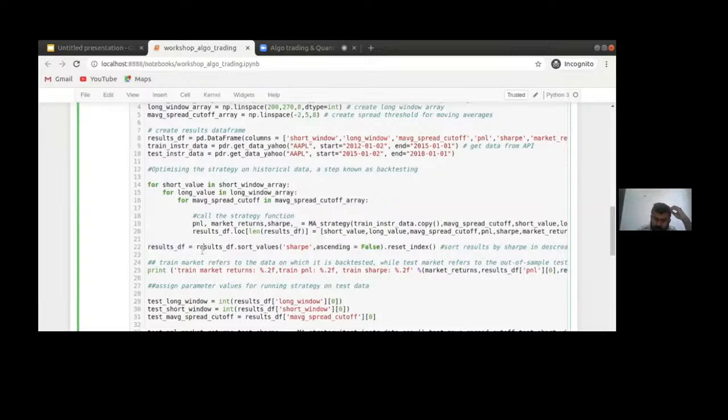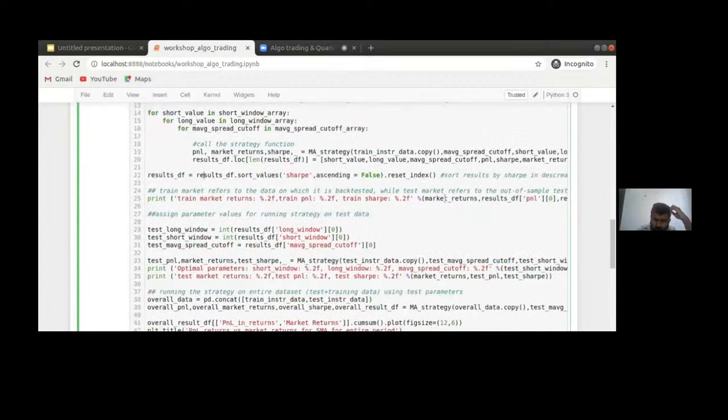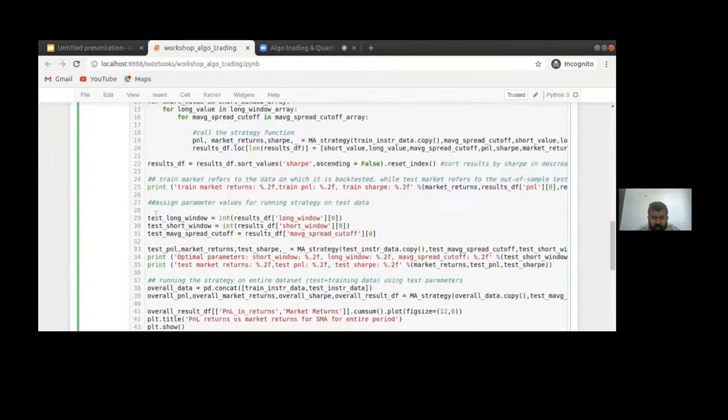Once I have sorted it by Sharpe, I am just printing the parameters with which I got my highest Sharpe, using this line. In Python 3.7, print is used with parentheses, and percentage point two f implies float values. So this line was printed once it runs.